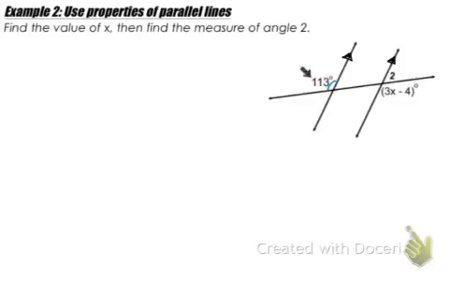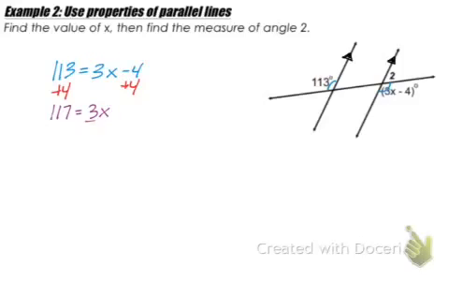The angle that's marked 113 degrees is an alternate exterior angle with the angle marked 3x minus 4. So these two angles right here, the alternate exterior angles, are congruent because the two lines are parallel and are being cut by a transversal. So we can set up our equation: 113 equals 3x minus 4. Then we solve for the value of x. We add 4 to both sides and get 117 equals 3x, and then divide both sides by 3, and we get 39 equals x. So that's the value of our variable.